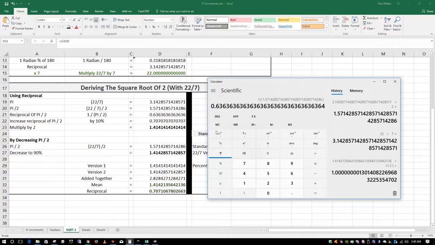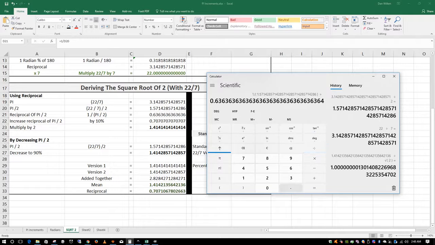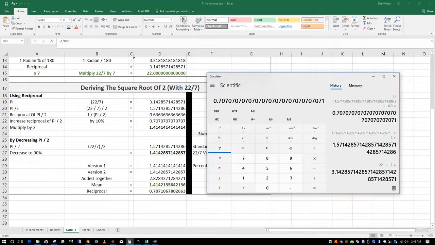So if we take this number right here, which is our pi over 2, the reciprocal of that, and we increase it by 10%, so I'm going to divide by 0.9, then I get this number, 0.70707 continual, right? So if I take that number and I multiply it times 2, then I get this one version of the square root of 2 that I've shown you before.